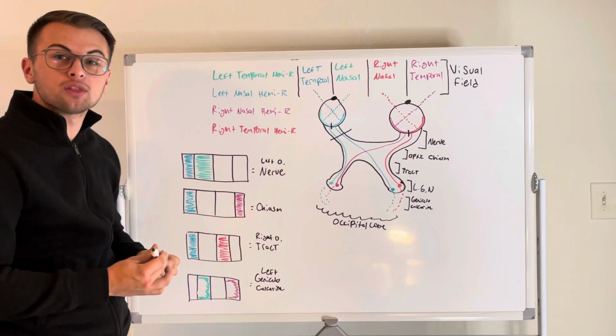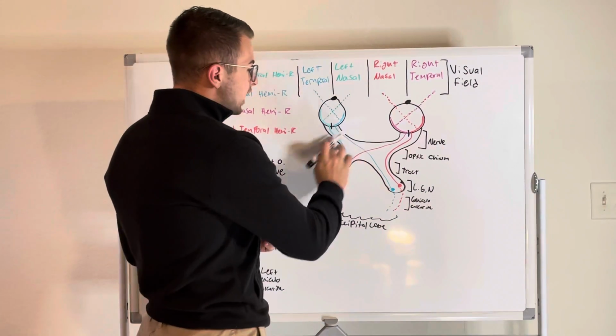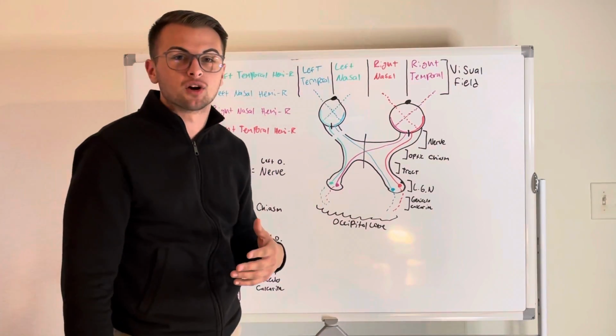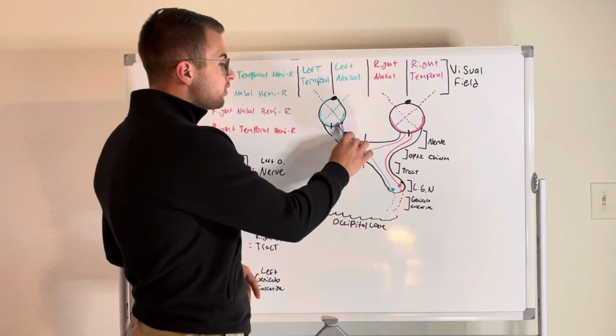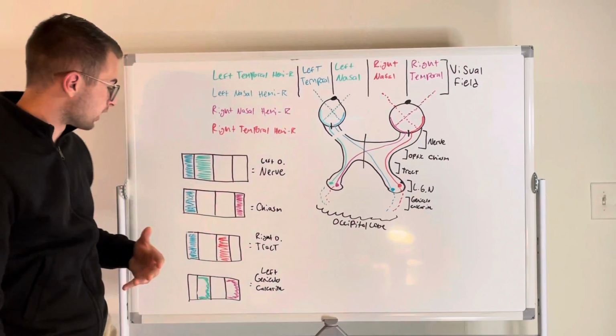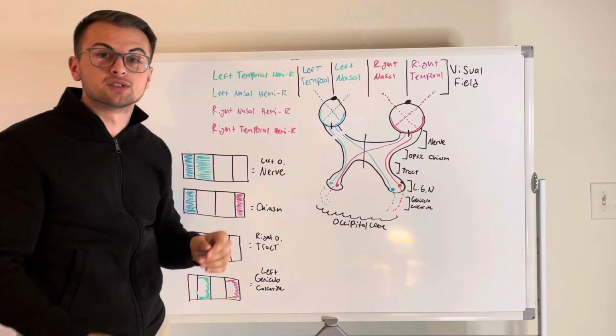Now, if we take our scalpel and cut the optic chiasm, what is going to be affected? We know that both of the nasal hemiretinae are going to be affected. So what is that going to look like? Well, we are going to lose both of our temporal fields of vision.